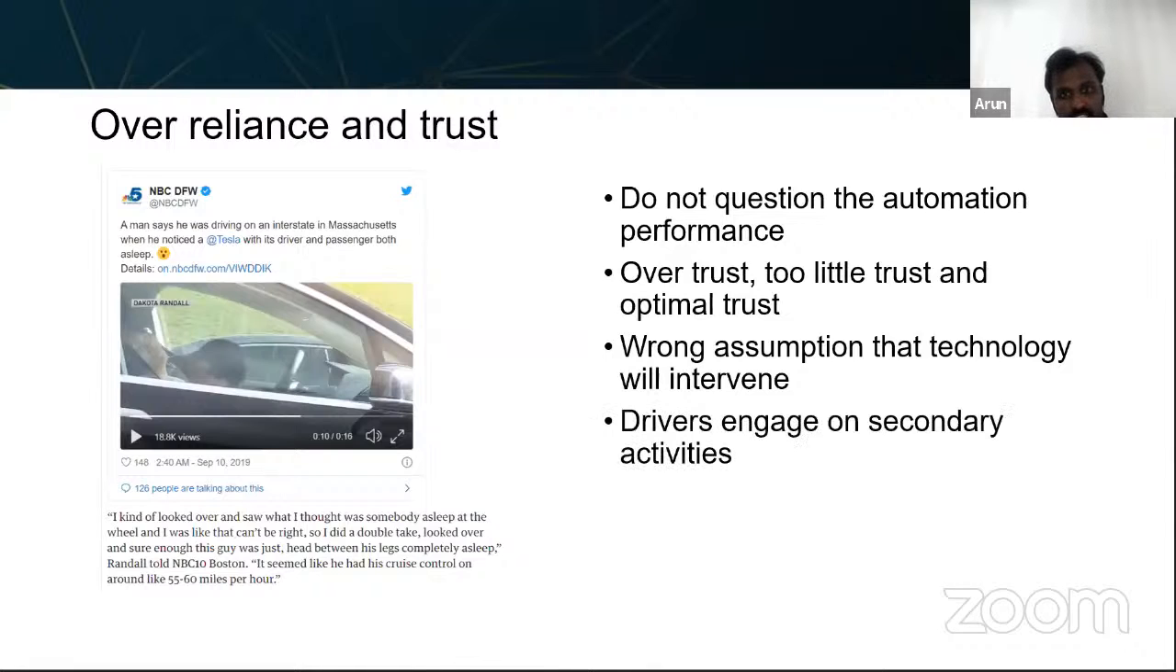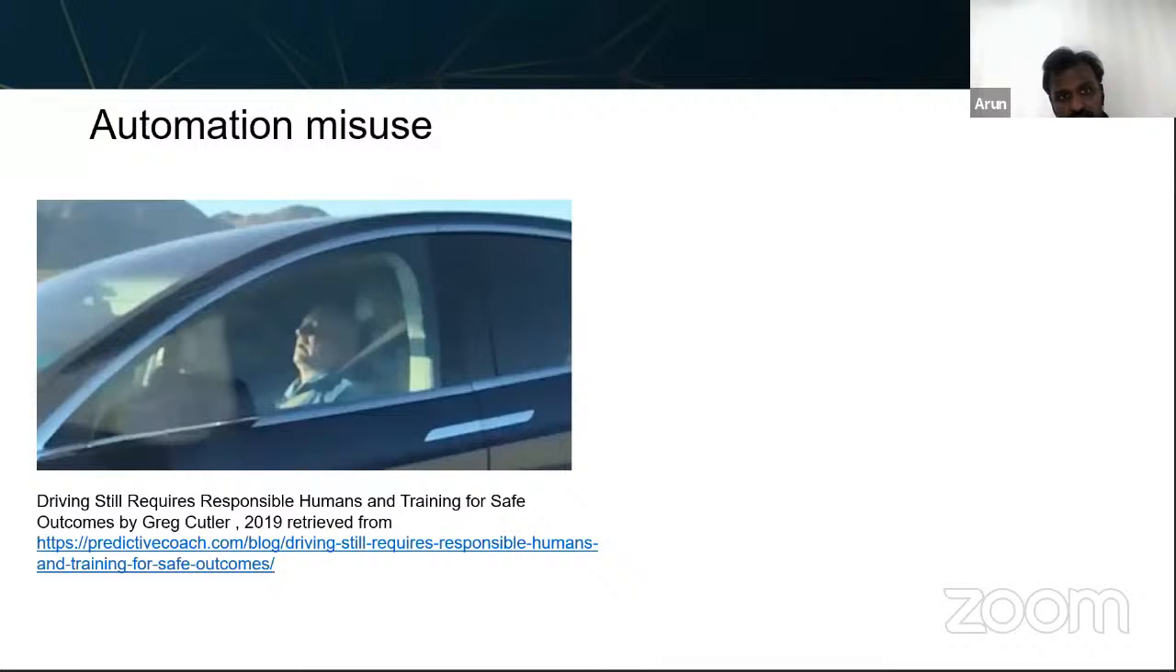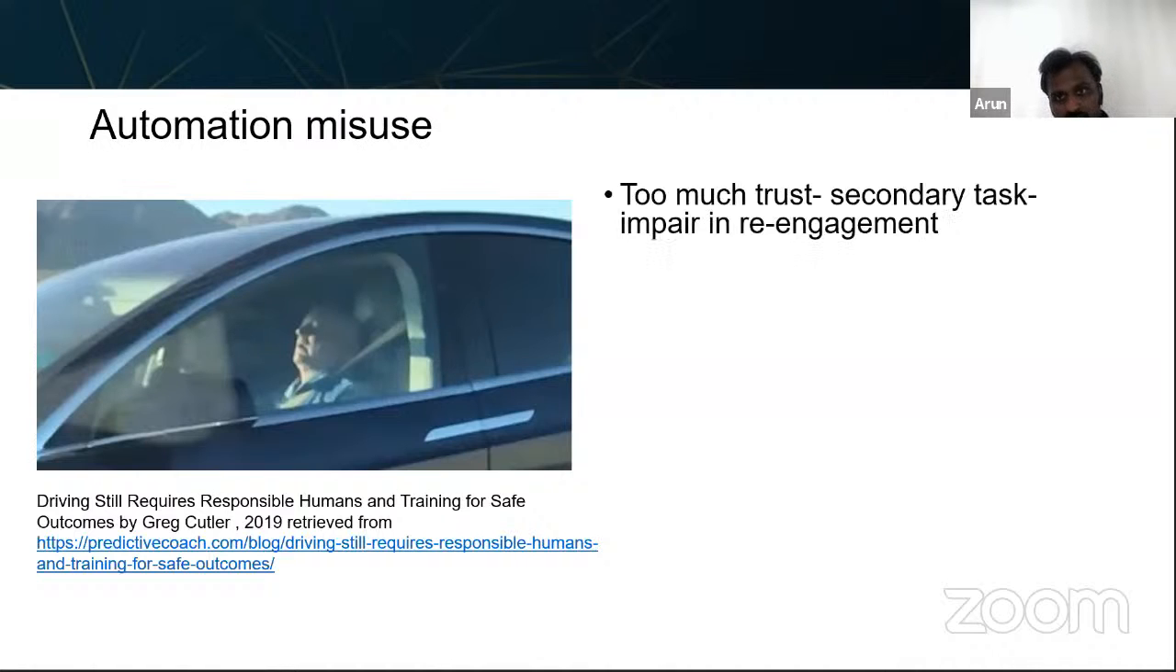And then engaging in the secondary activities, which I mentioned, people will spend time looking at different things, watching videos. So probably there will be a very detrimental effect on their situation awareness. So when the vehicle asks them to take over the control, probably they won't be able to do that. Again, the automation misuse, as I said, it's getting common. People, especially the Tesla drivers, they're falling asleep. And then too much trust in the secondary engagement tasks.